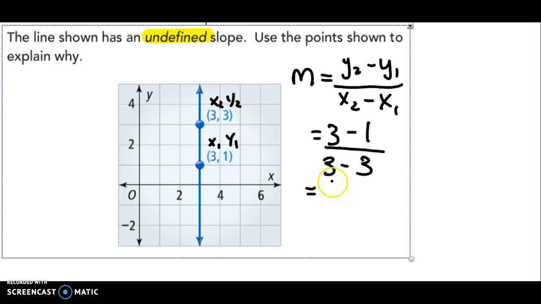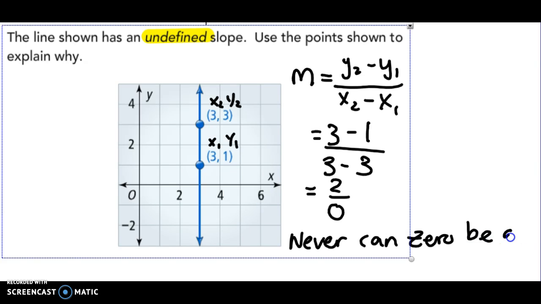3 minus 1 is 2. 3 minus 3 is 0. Never can 0 be at the bottom. So remember that, guys.